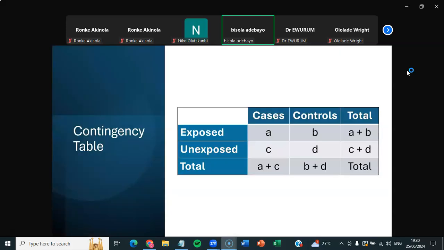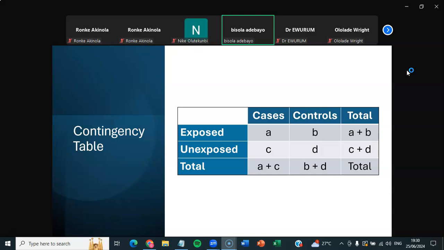So this is how a complete table will look. The main thing is to first understand the contingency table. First of all, we have cases, and you can see that's the column. In this table, we have cases that are both exposed and not exposed. So the total number of cases is A plus C.